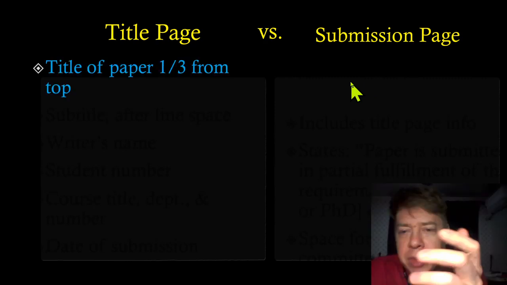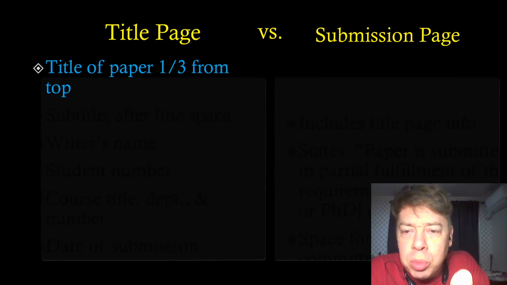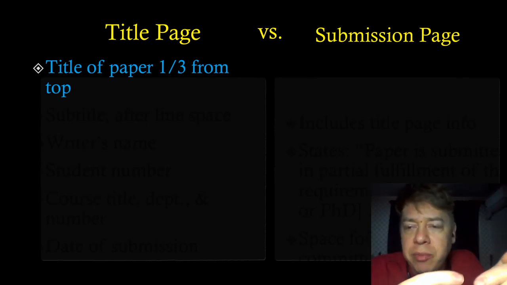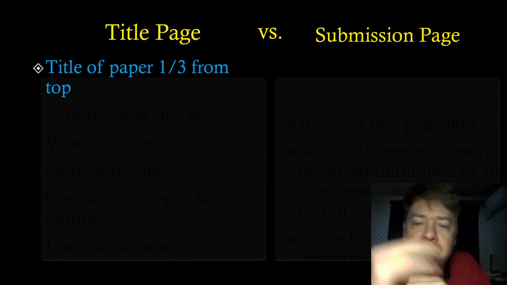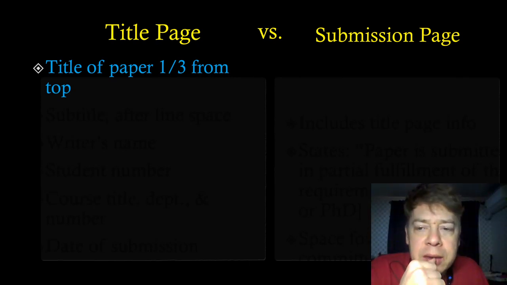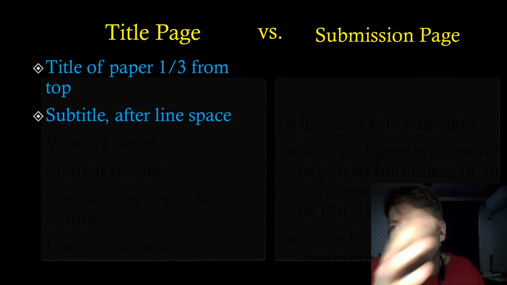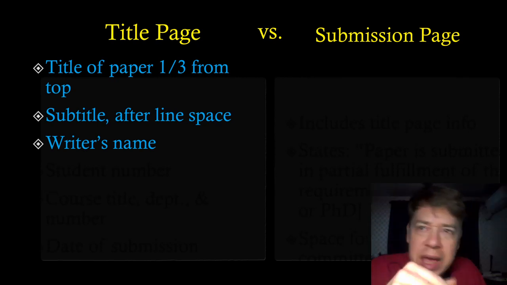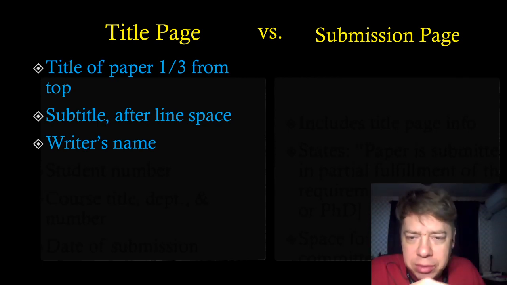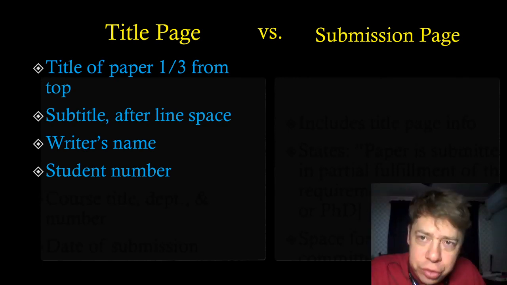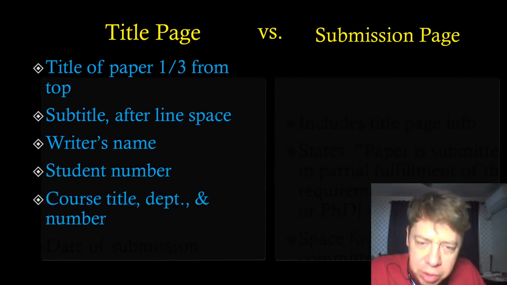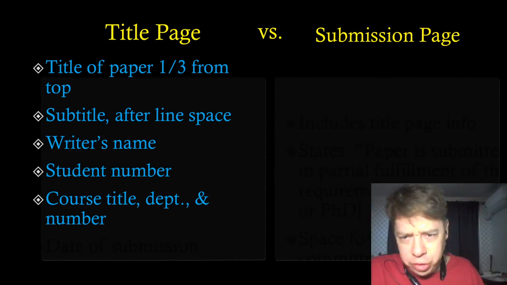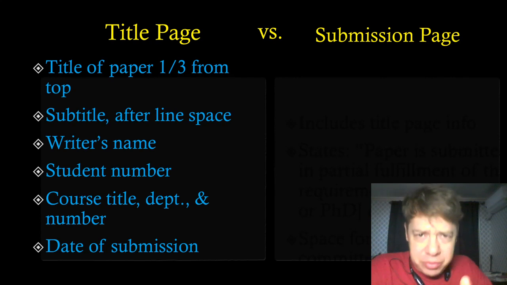Well, first of all, title pages, normally you have your title. It starts off at the title of the paper itself, one third of the way from the top of the paper. And then you might have a subtitle after a line. You would put in your name after several lines after that, the student's name, your student number, and the course title, the department, and also the number of the course itself. And lastly, the date of submission.